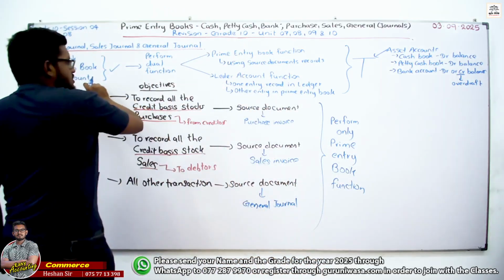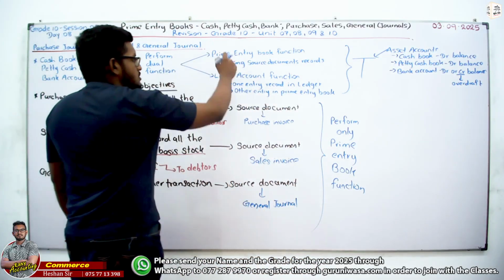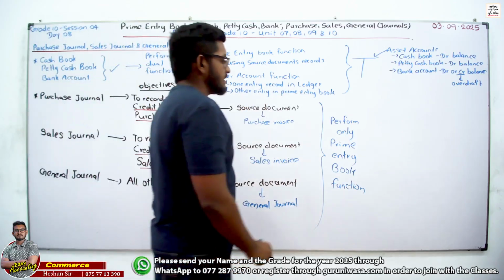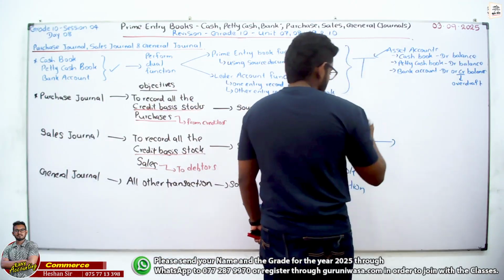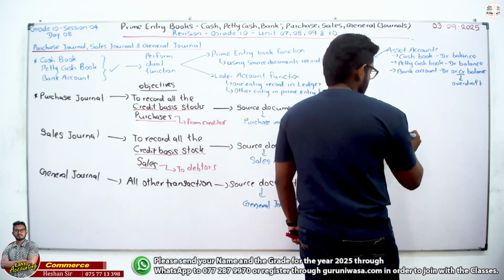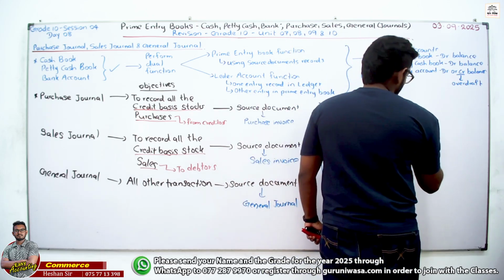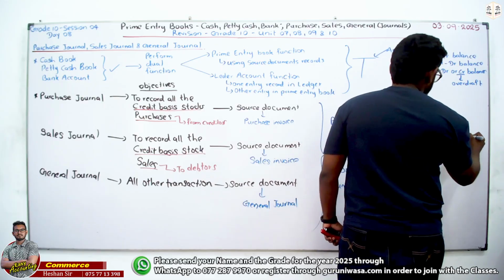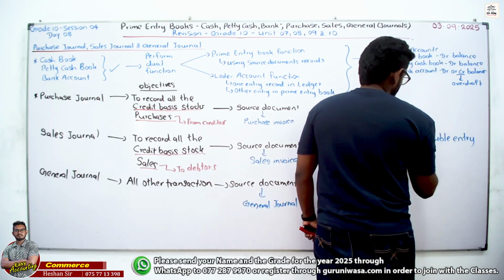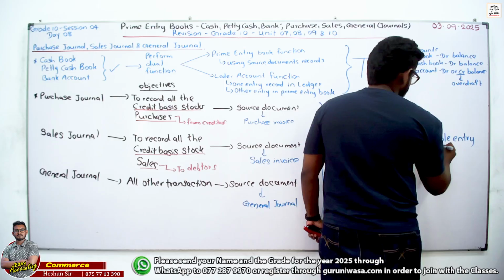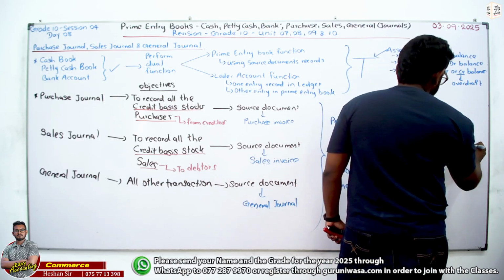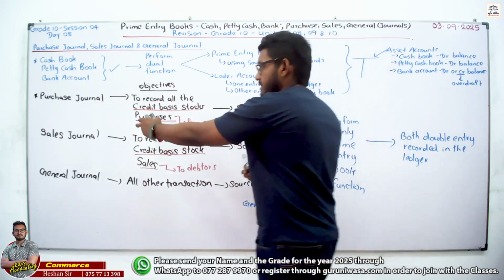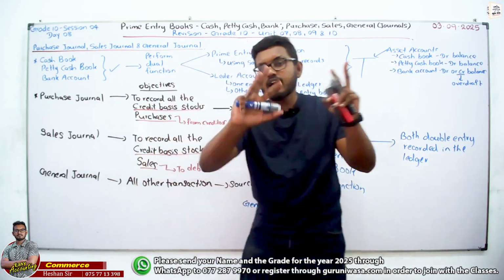These three prime entry books perform dual function, only one account goes to the ledger, other account in the prime entry book. But in here, since they perform only the prime entry book function, both double entry sides are recorded in the ledger. In the ledger, one account is debited and another account is credited. If you write something in the prime entry book, a double entry is not completed.